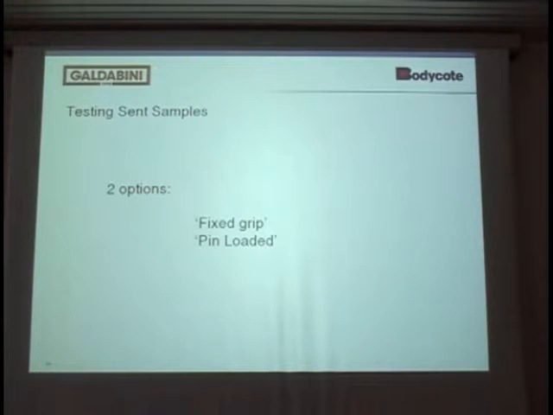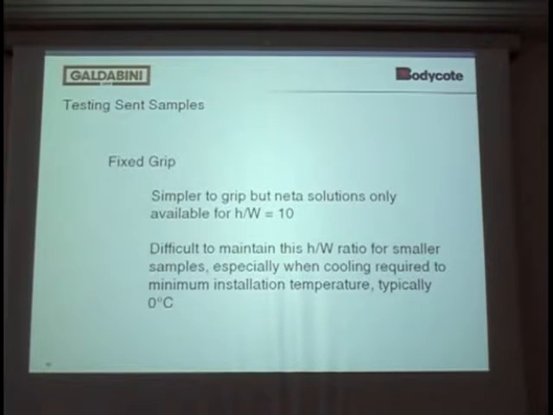There are two approaches we can take to the actual test. These are the fixed grip and pin-loaded options. The fixed grip system fits much more conveniently into a conventional testing machine, but at the moment, the solutions for determining J are only available for a free span to width ratio of 10, and it's very, very difficult to maintain this ratio, especially for small values of W, when you're having to cool the sample, because typically we will test at an installation temperature, which certainly for Europe is normally taken to be 0 degrees C.